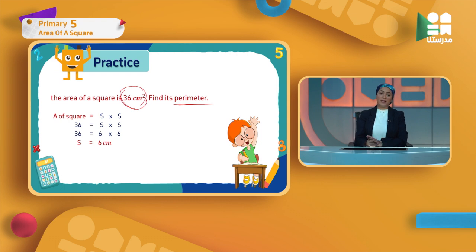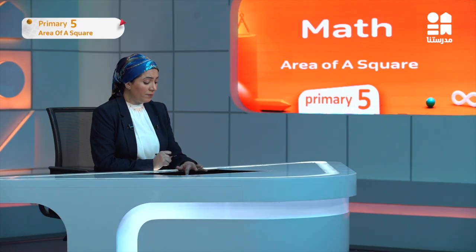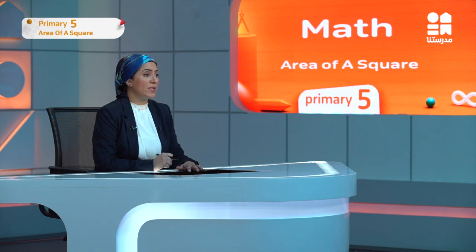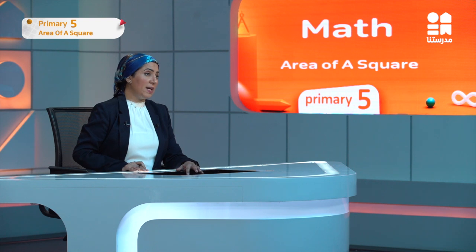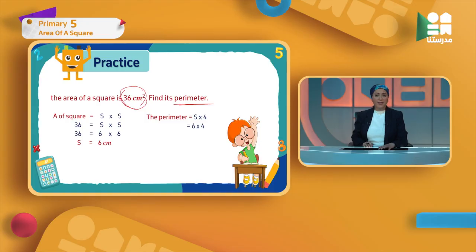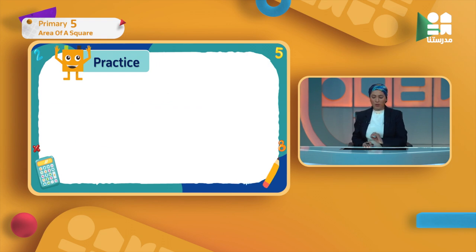طيب خلاص دلوقتي I have got the side length. أقدر إن أنا to find the perimeter. So the rule of the perimeter is s times 4 or side times 4. Then I'll put the 6 instead of the side or the s. 6 times 4 is 24. Then the answer is 24 centimeters. Okay? Now let's move to another example.